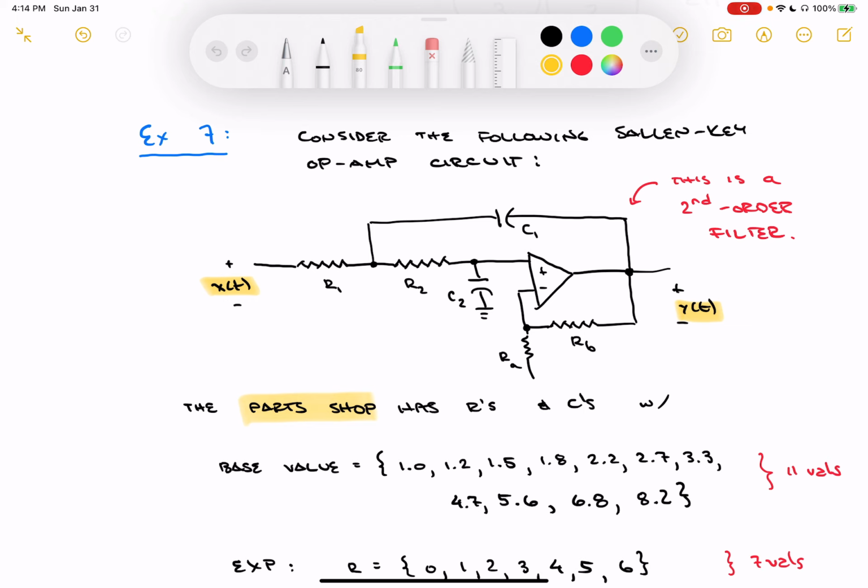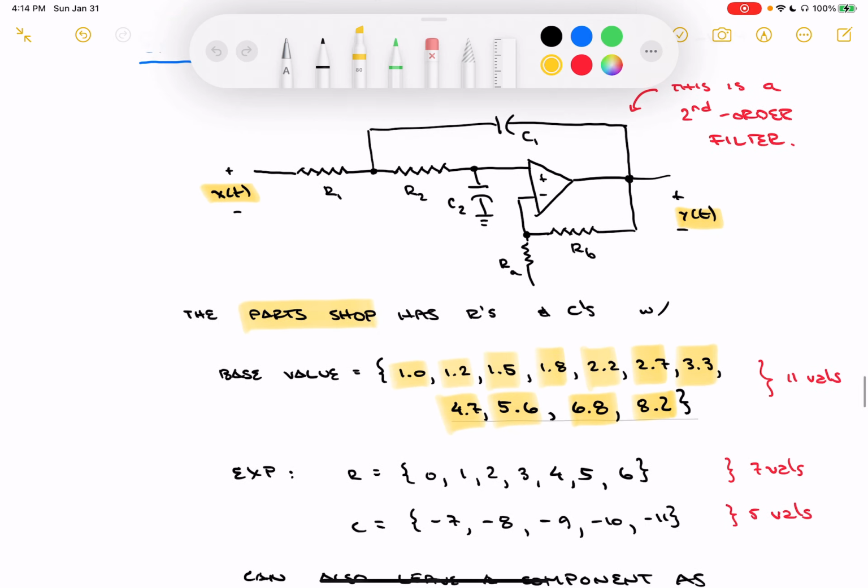Turns out the base values for both resistors and capacitors share the same values for the nominal set. They go in a sort of logarithmic scale: 1, 1.2, 1.5, 1.8, 2.2, 2.7, 3.3, 4.7, 5.6, 6.8, 8.2. After that, the next value you'd use would be just a 1.0, but at the next exponent level. So there are 11 different base values you can choose for either a resistor or a capacitor.